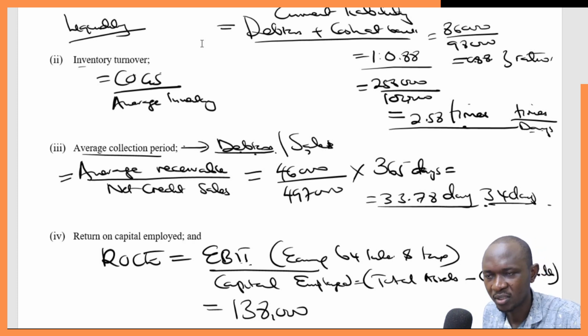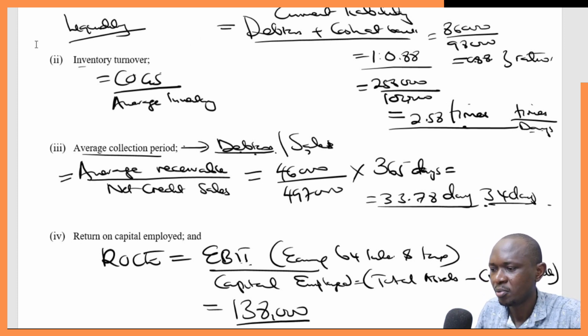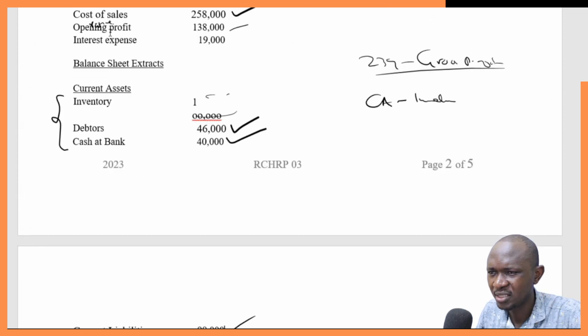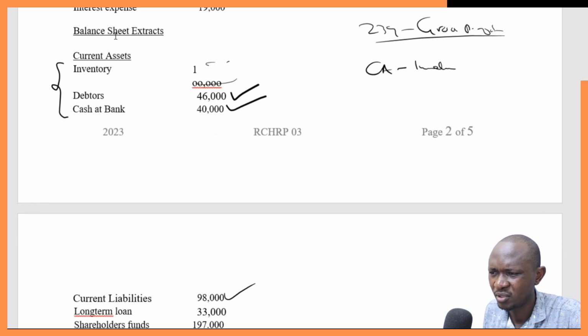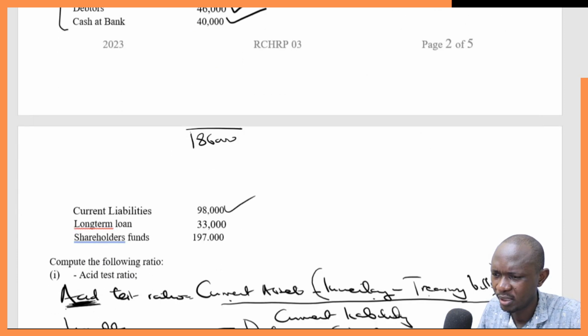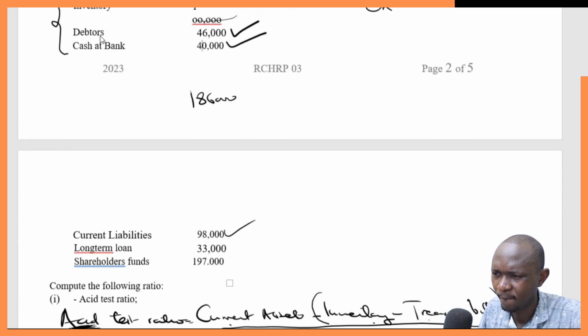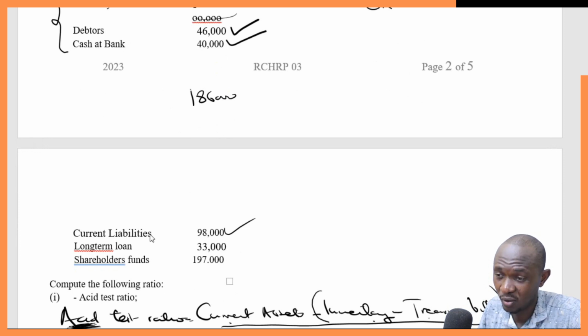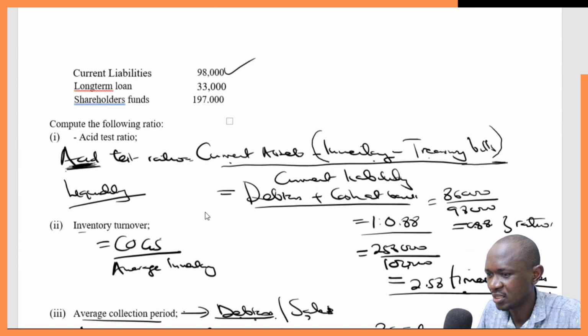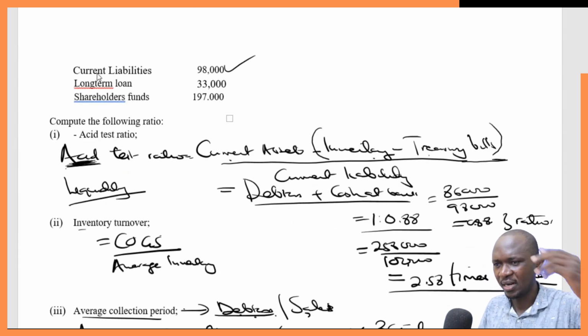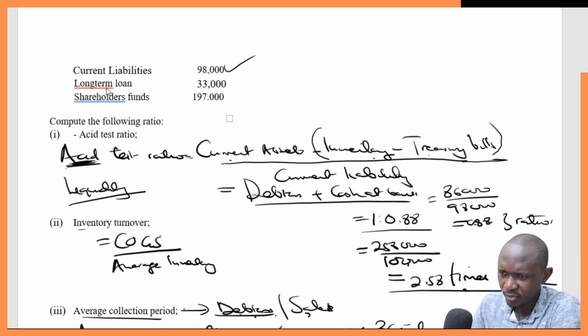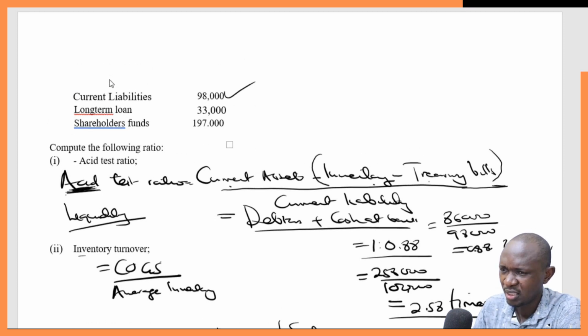But the formula doesn't want us to subject it to interest. So we'll pick it as it is, 138,000 divided by capital employed. Total assets is 100 plus 46 plus 40. This is 186,000. We don't have any other non-current asset. Then minus 98, which is our current liability. We don't have to go to this other direction of long-term and shareholders loan. Let's just stick to this.